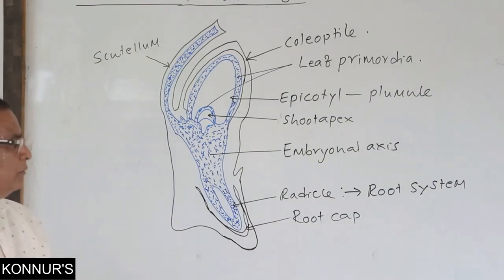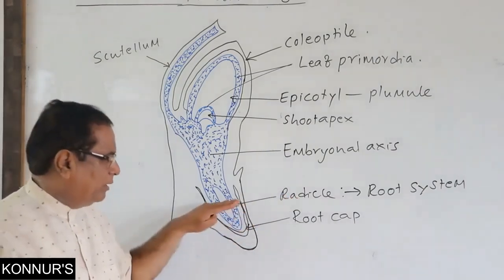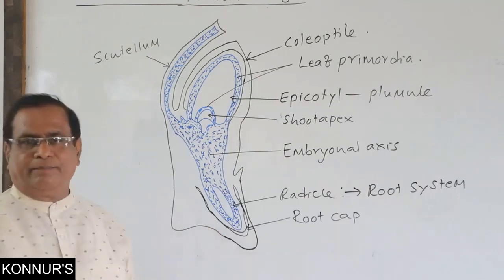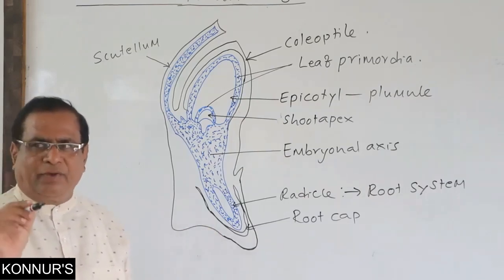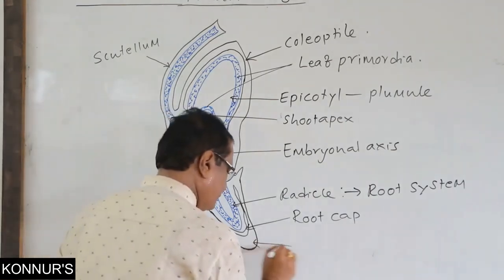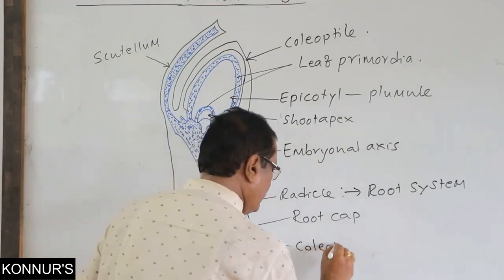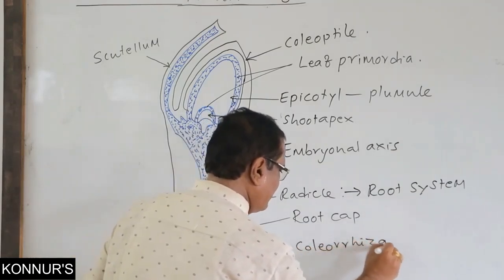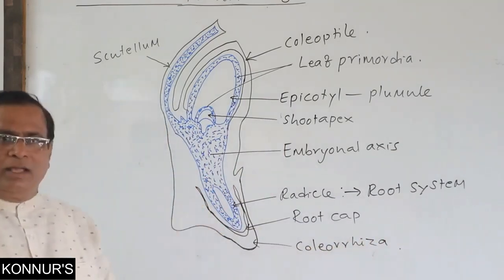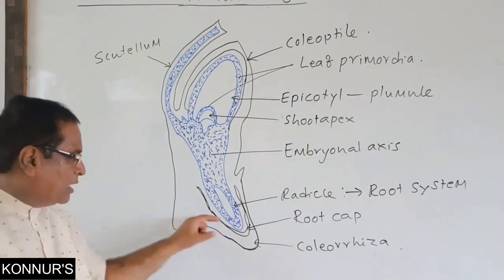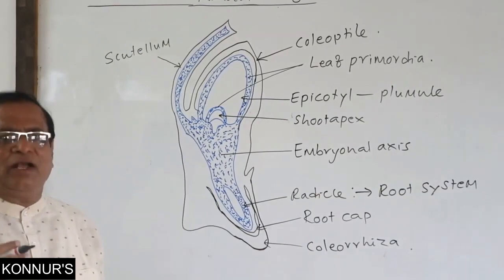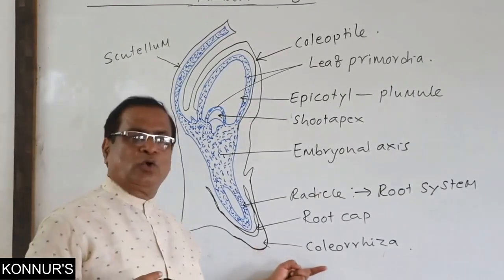And a radicle and a root cap are in turn covered by an undifferentiated sheath named coleorhiza. That radicle and root cap are covered by an undifferentiated sheath, a covering named coleorhiza.